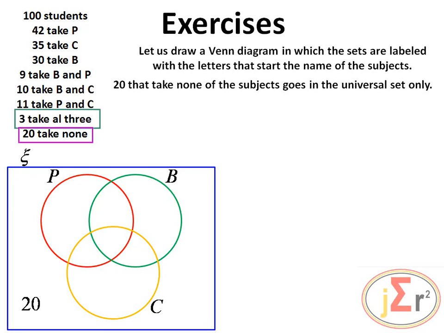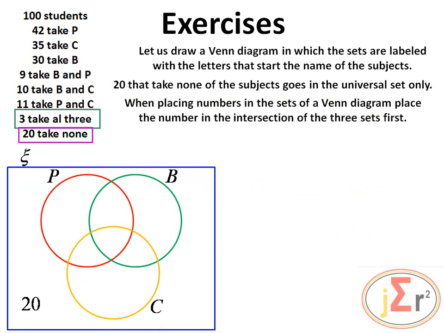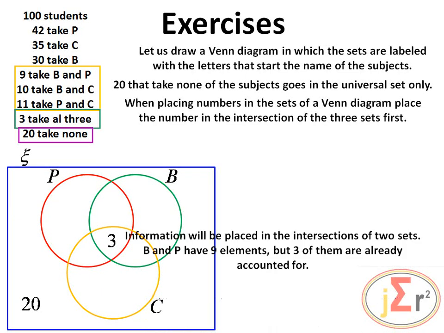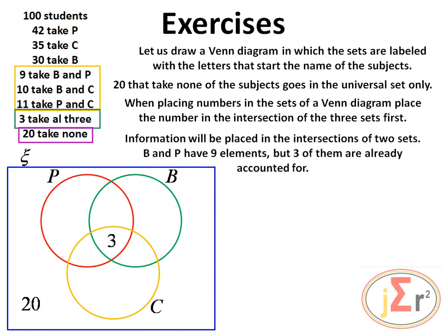3 take all 3 subjects. So when placing numbers in the sets of a Venn diagram, place a number in the intersection of the 3 sets first. So that is where we place it, the intersection of the 3 sets first. 3 take all 3 subjects. Then information will be placed in the intersections of 2 sets. B and P have 9 elements. That is, botany and physics have 9 elements. But 3 of them are already accounted for.